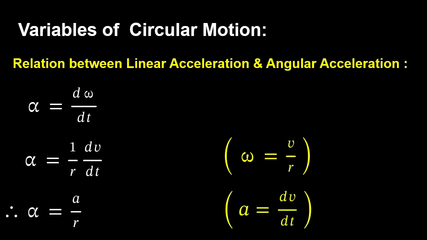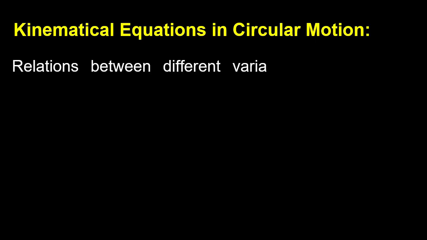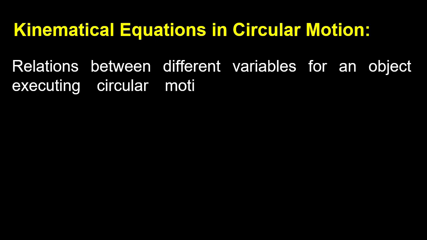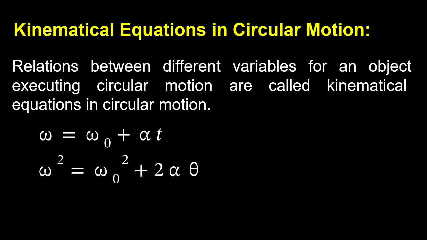Kinematical equations in circular motion. Relations between different variables for an object executing circular motion are called kinematical equations in circular motion. Omega equals omega 0 plus alpha t. Omega squared equals omega 0 squared plus 2 alpha theta. Theta equals omega 0 t plus half alpha t squared, where omega 0 equals initial angular velocity, omega equals final angular velocity, alpha equals angular acceleration, theta equals angular displacement, and t equals time.